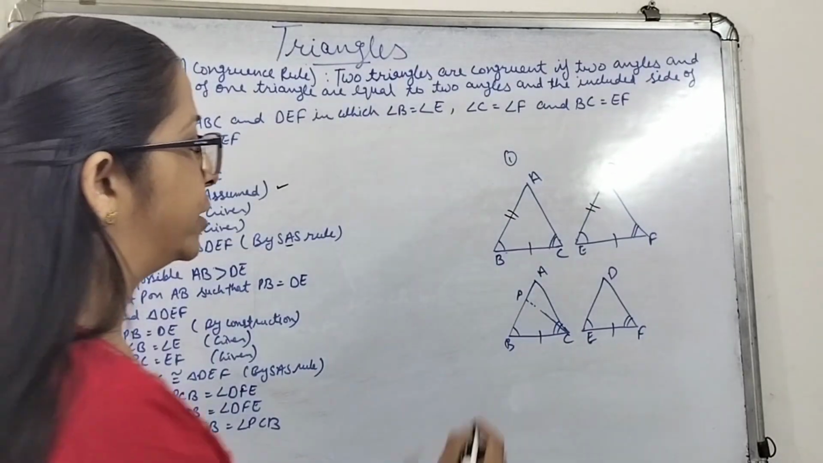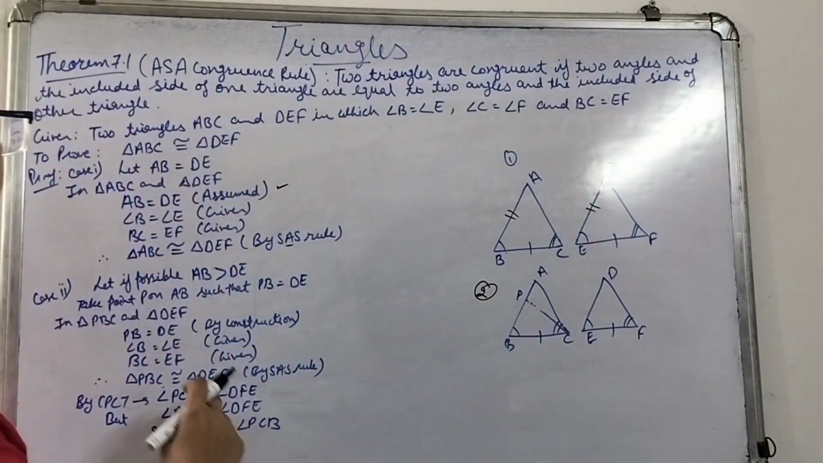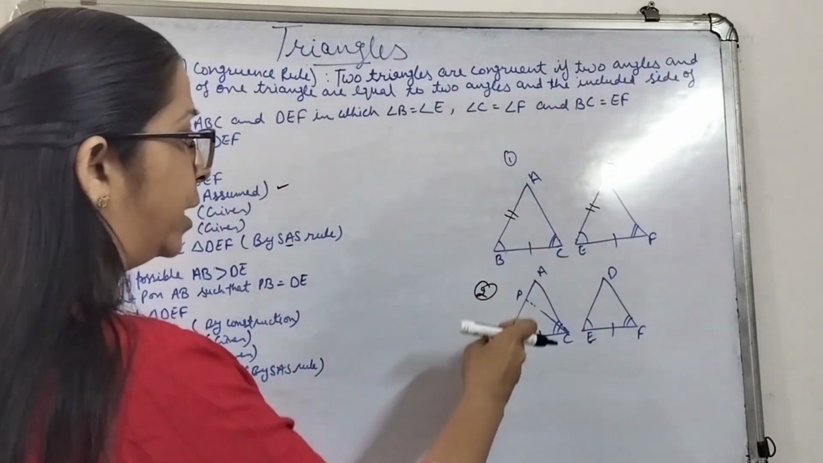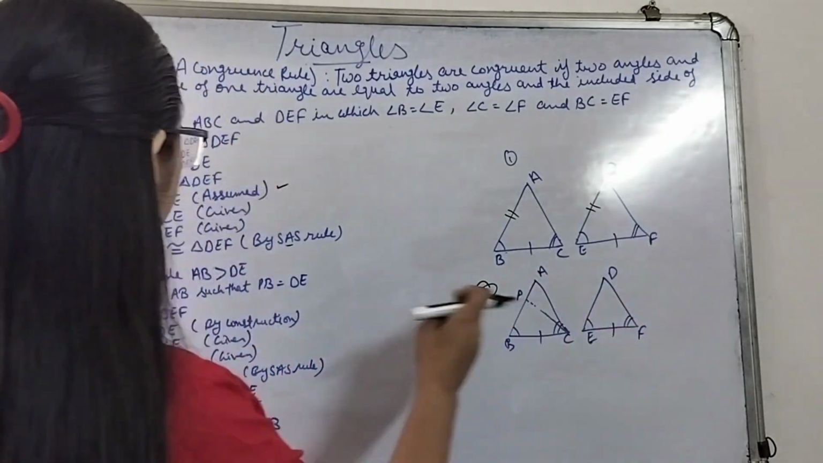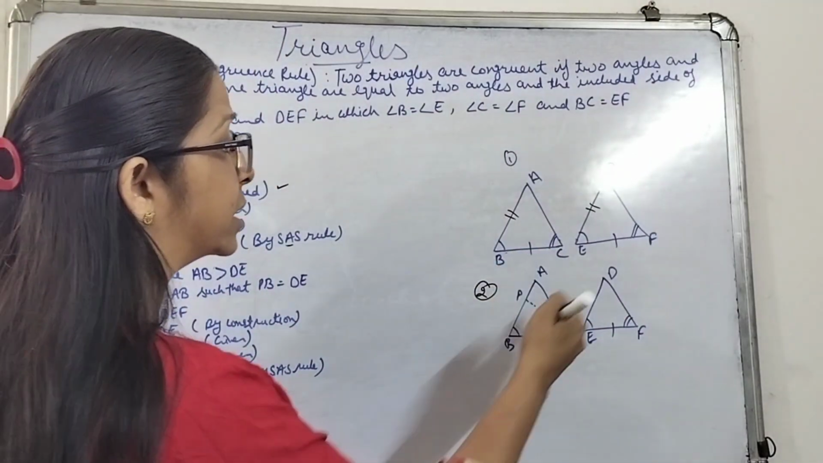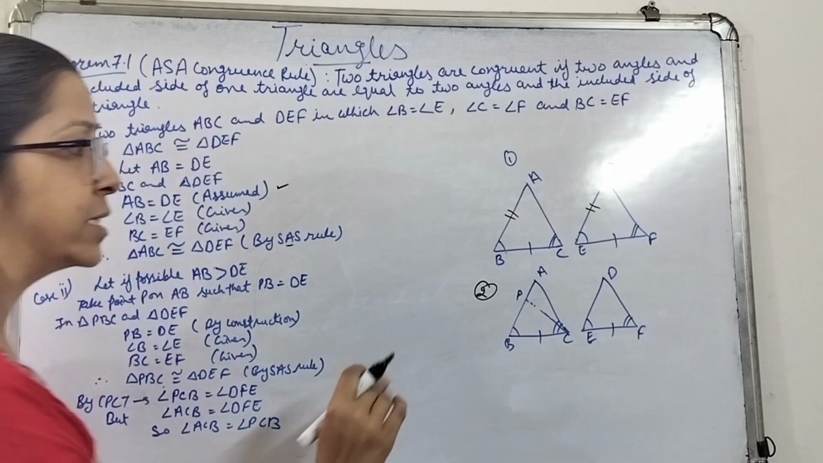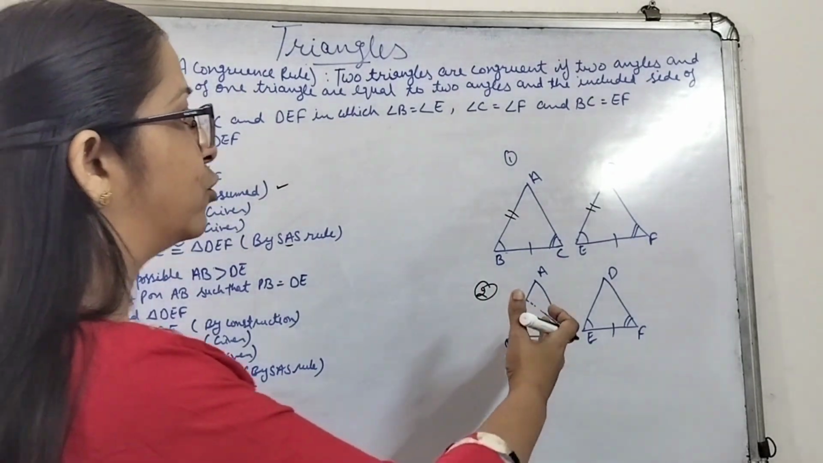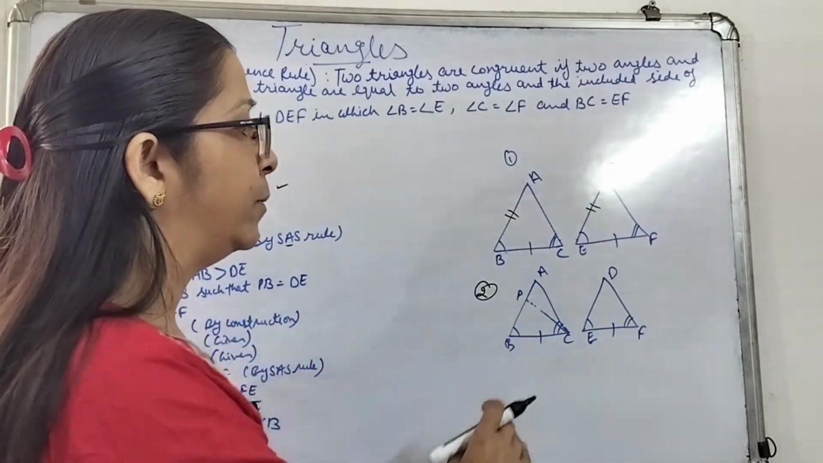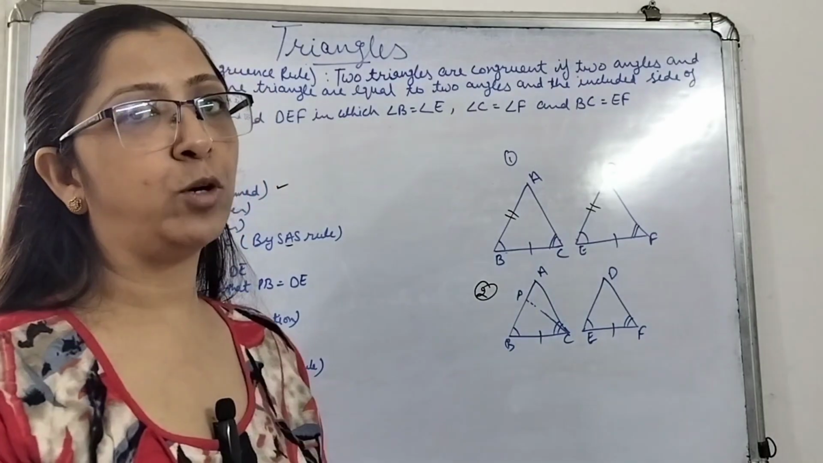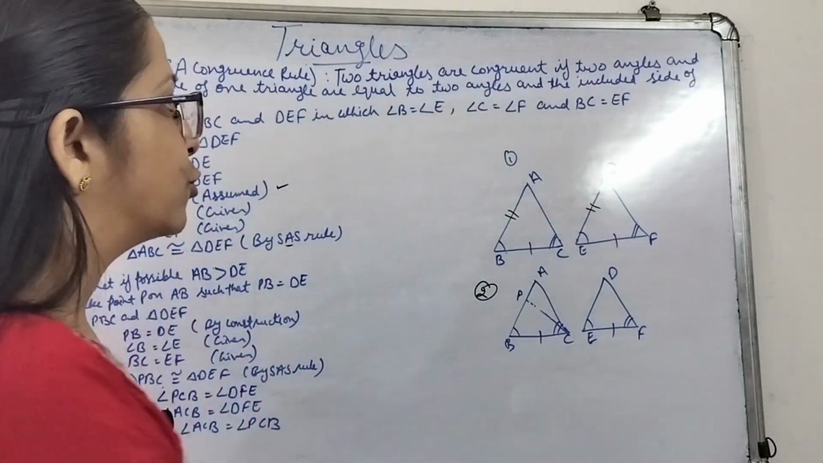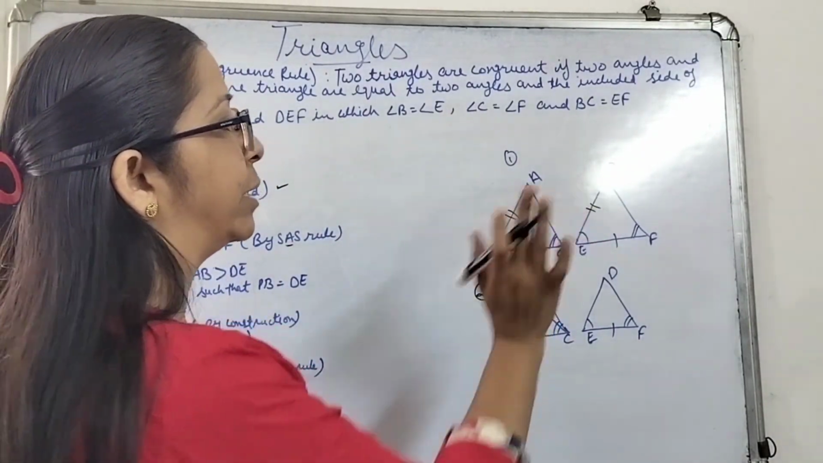Now the second condition is when we are saying that, if possible, AB is greater than DE. The side AB is greater than side DE. This is our second assumption. Three conditions could be there: either it will be equal, or it will be greater, or it will be smaller. So the first condition we have proved, when both of them are equal.